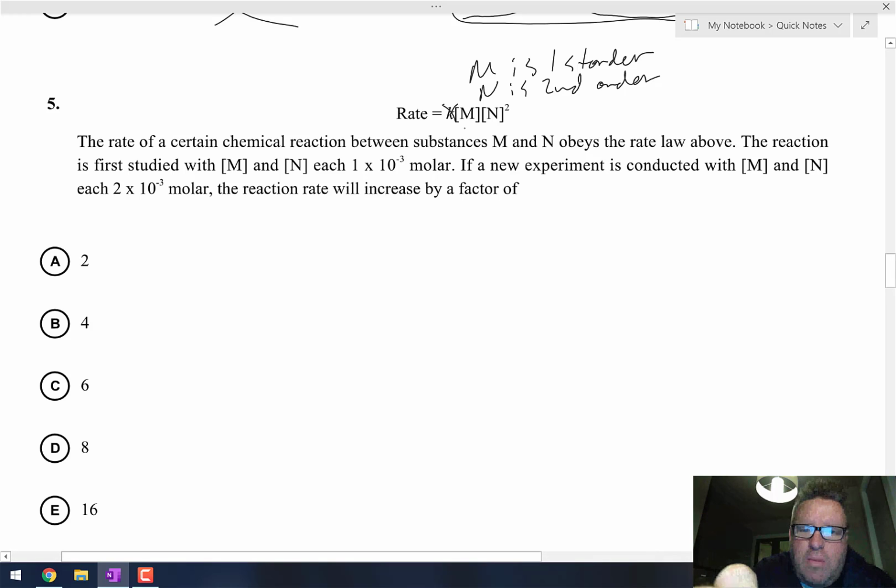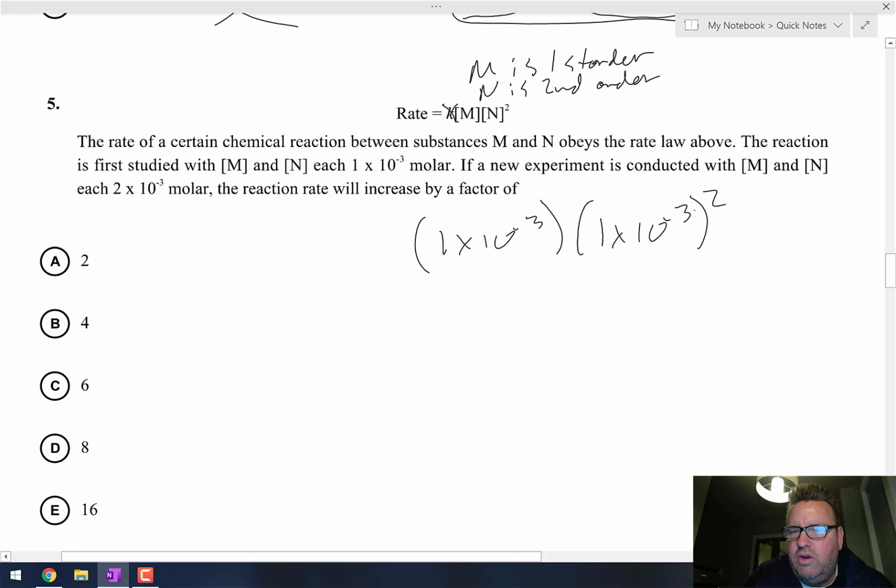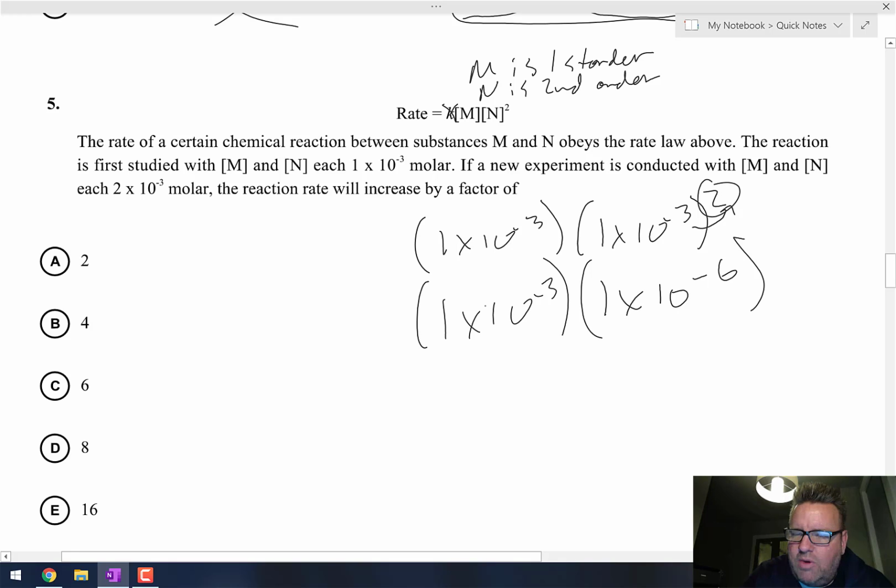Forget the K part, but when you take 1 times 10 to the minus 3rd times 1 times 10 to the minus 3rd squared, what do you do with the exponents? First of all, here you multiply them. So that becomes 1 times 10 to the minus 6th. And then when we're not squaring them anymore, now we're just multiplying them together. That becomes 1 times 10 to the negative 9th.